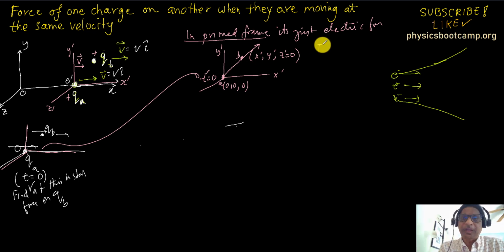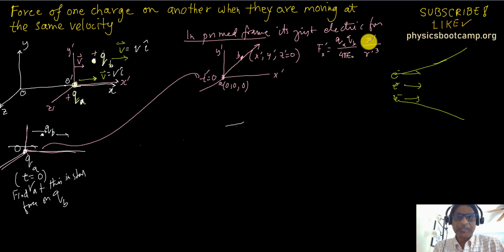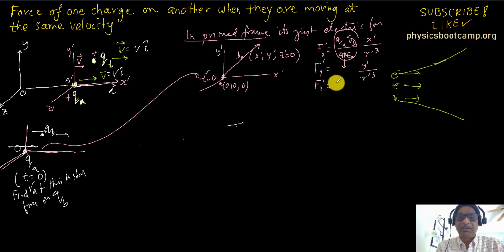So F X prime will be QA QB over 4 pi epsilon naught, and then you have X prime over R prime cubed. This is like one over R squared, but for the X component. F Y prime is going to be the same thing, but Y prime over R prime cubed. F Z prime equals 0. So we already found this in this frame, and we need to somehow translate this information into the other frame.